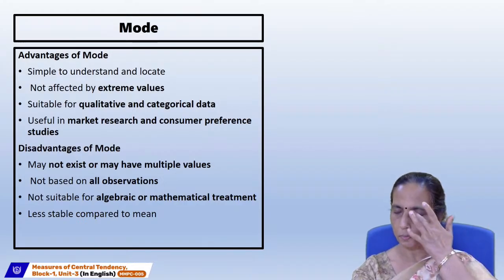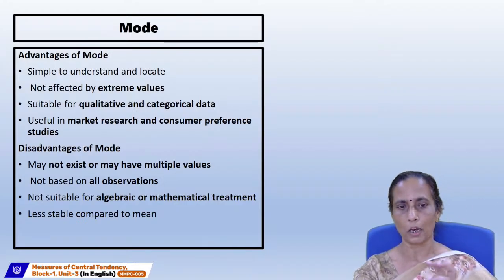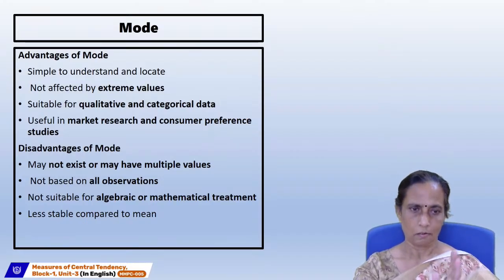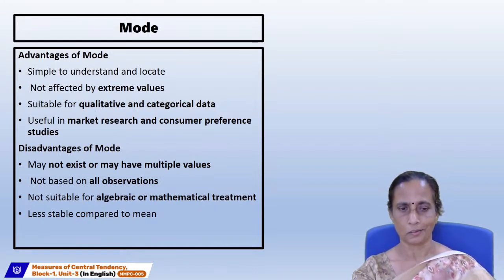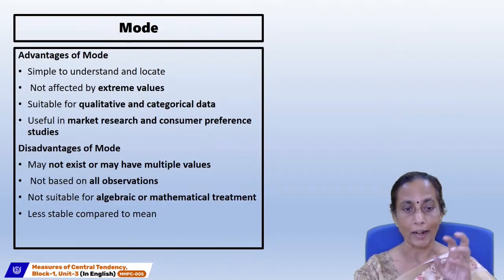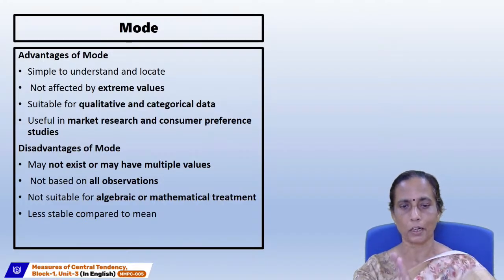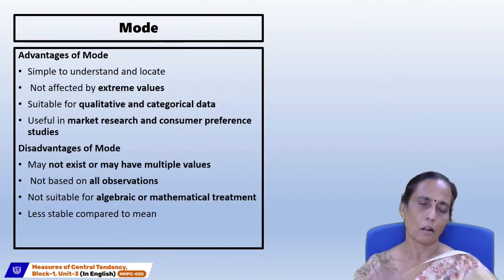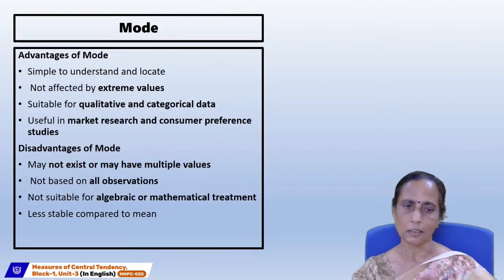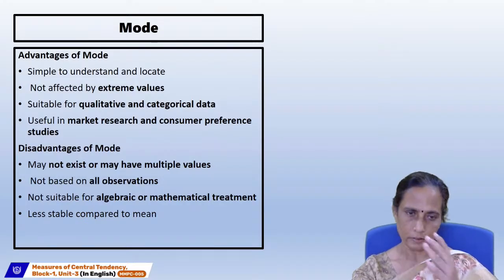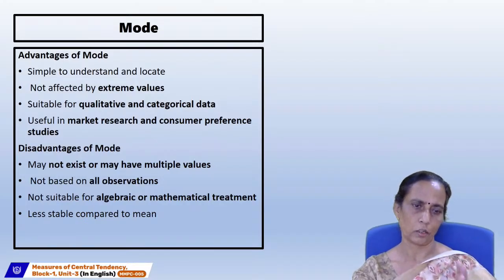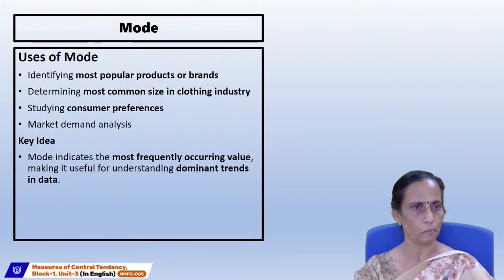That means, as in case of our arithmetic mean, we were making that difference, the summation of x minus x bar is equal to 0. That sort of mathematical treatments, or adding anything to your observations or subtracting anything from your observations, or multiplying your observations with a specific constant and dividing. In that case, the changes in your mode cannot be that easily visualized. So it is less stable compared to mean.